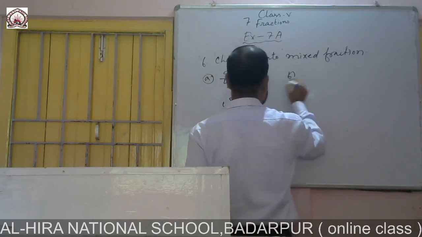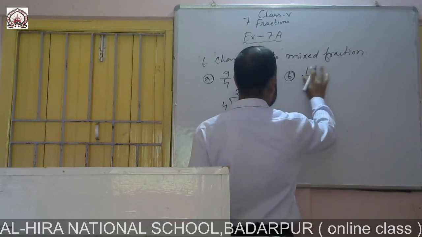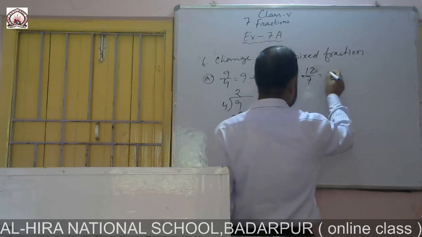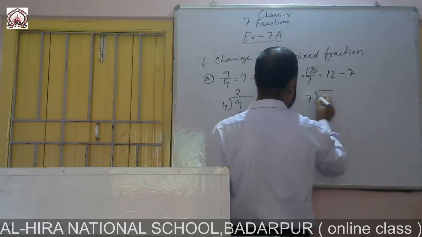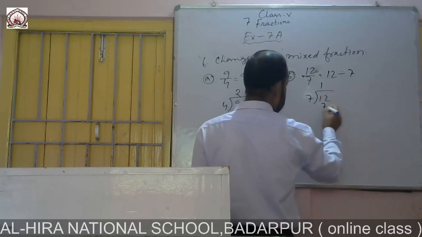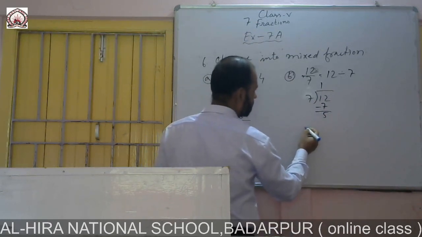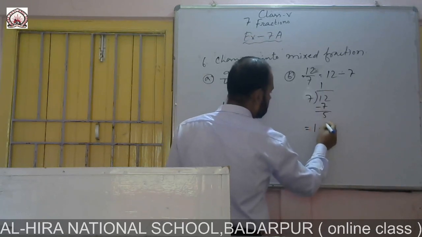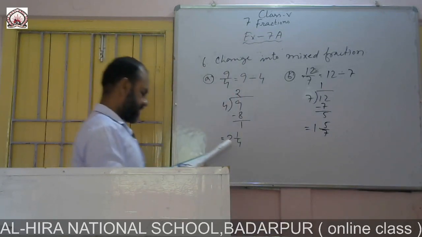Number B. 12 by 7. Same, 12 divided by 7. 7 1 is 7. 12 minus 7 is equal to 5. So the answer, the mixed fraction is 1 5 by 7.